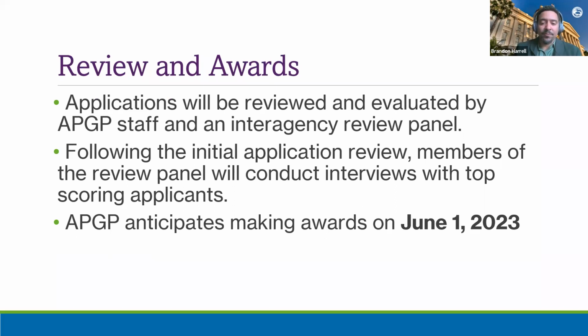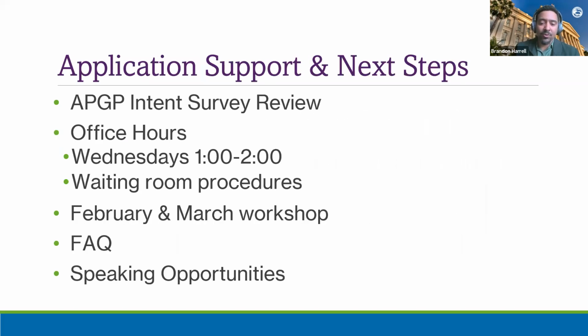Applications will be reviewed and evaluated by the Adaptation Planning Grant staff and our interagency review panel, which includes 11 state agencies. Following the initial application review, members of the review panel will conduct interviews with top scoring applicants. Adaptation Planning Grant Program anticipates making awards on June 1st of 2023. So with that, I'll hand it back to Abby, who will walk you through the next steps.